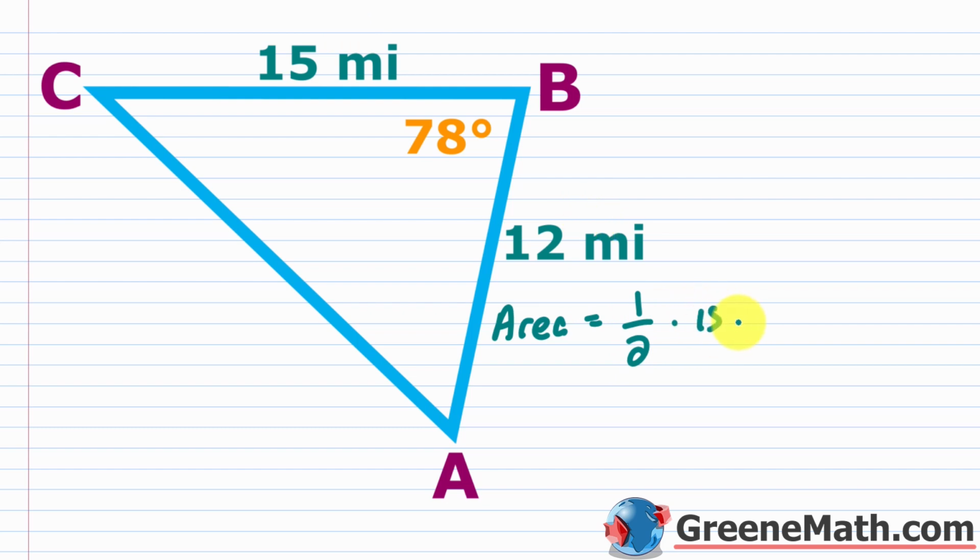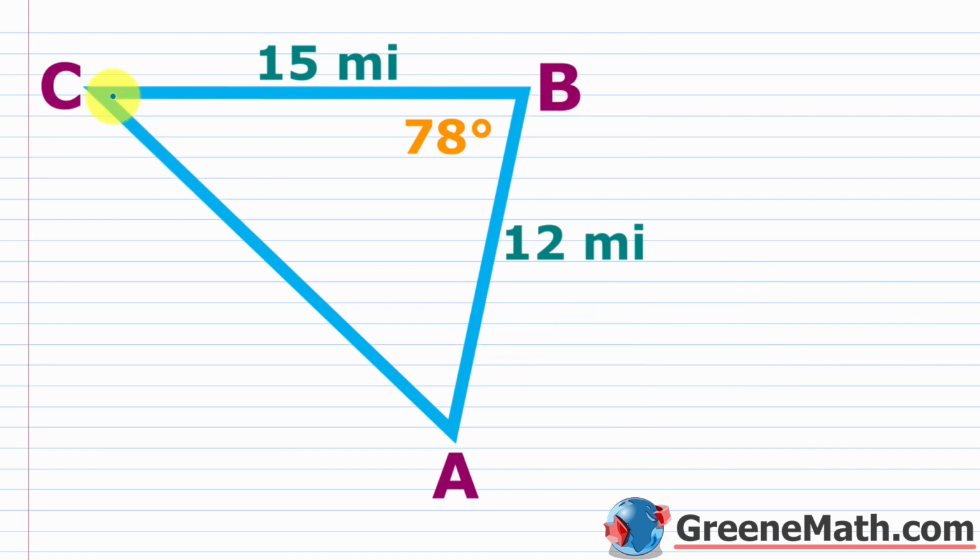So we'll say 15 times 12, and then times the sine of the included angle, which is 78 degrees. Let's just punch this into the calculator, and I get about 88. So the area would be about 88 square miles. Okay, so I'm not even going to write that because I'm going to do it the other way as well.